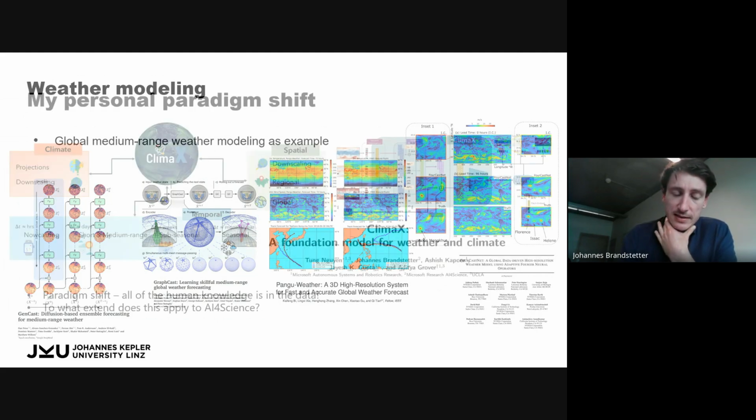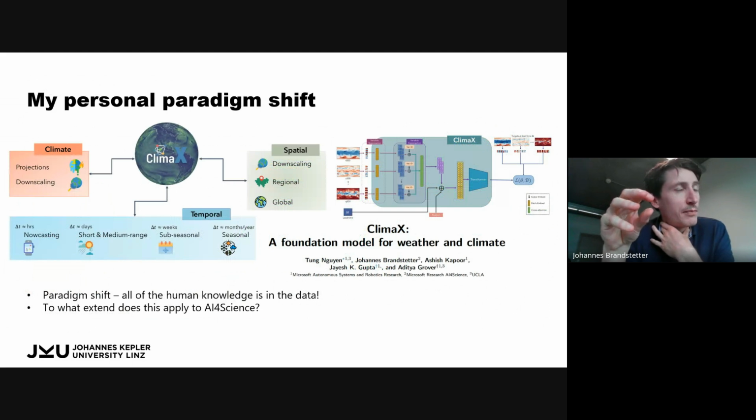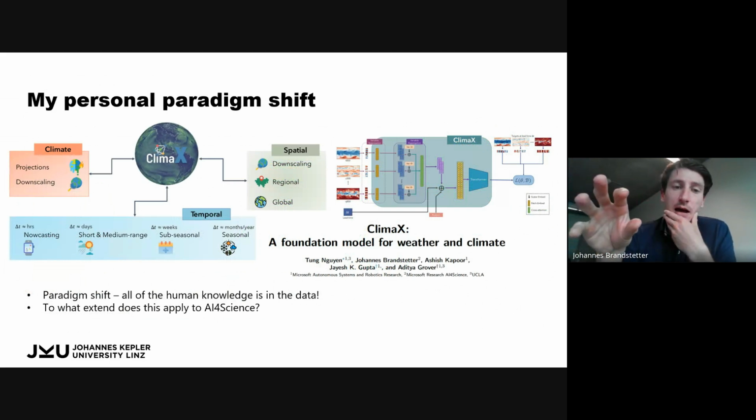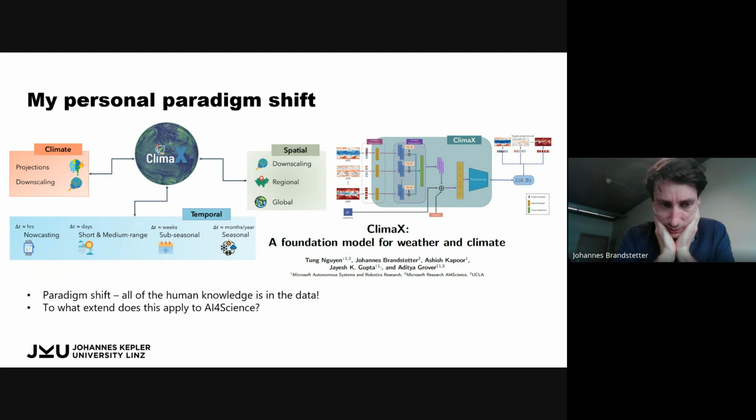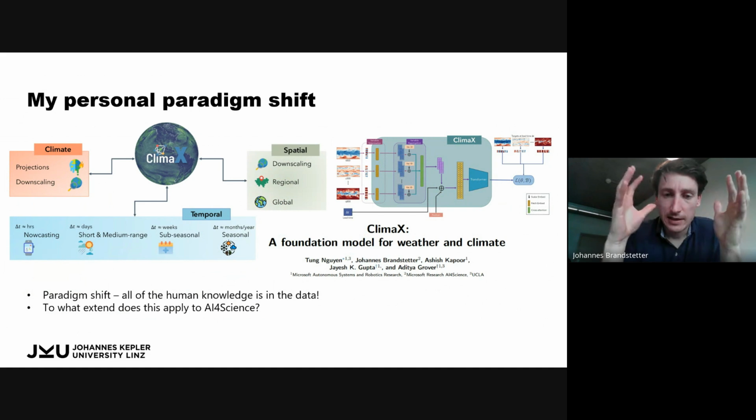And towards this end, I want to be a bit personal. So my understanding of science, deep learning for science, started to shift with this paper. That was a paper we did like 1.5 years ago at Microsoft. It was for me a bit of a paradigm shift, because the research question was that humans have modeled weather and climate for decades. There are so many petabytes of data stored that you can basically train a model forever.